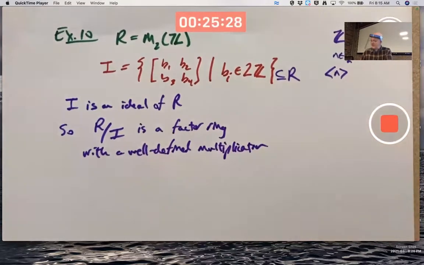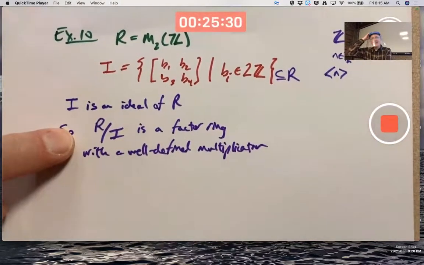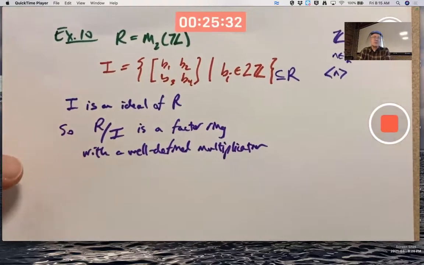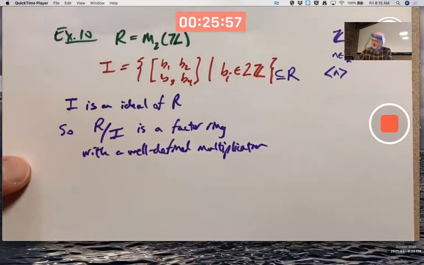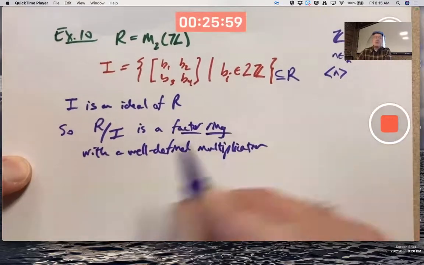I could always form R mod I as a factor group under addition, because I will automatically be a normal subgroup of R under addition, whether it's an ideal or not, if it's just a subring. But if it's also an ideal, if it's superclosed, then multiplication in the factor ring will be well defined and it will be a ring itself. It's not just a factor group, but a factor ring.